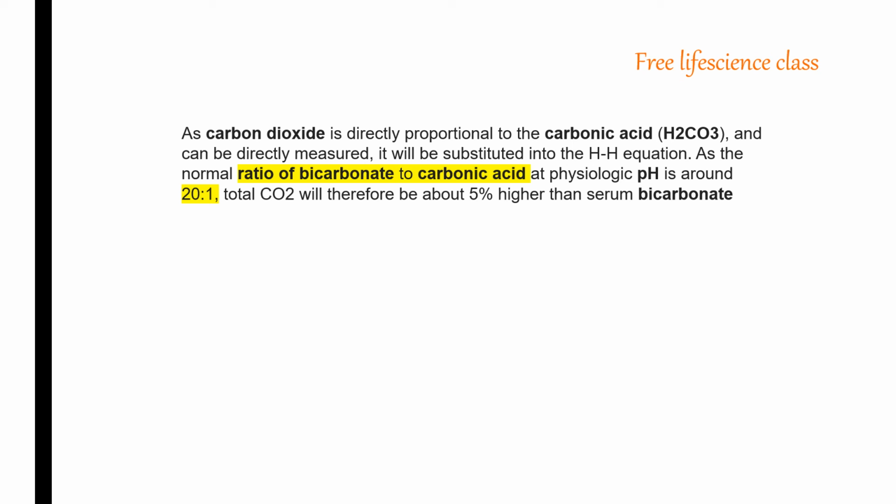As carbon dioxide is directly proportional to carbonic acid and can be directly measured, it will be substituted in the HH equation. The normal ratio of bicarbonate to carbonic acid at physiologic pH is around 20:1. So this statement gives us the correct answer for our question. That is, at normal physiological pH, the ratio of bicarbonate to carbonic acid is 20:1. So option D is the correct answer. Okay.